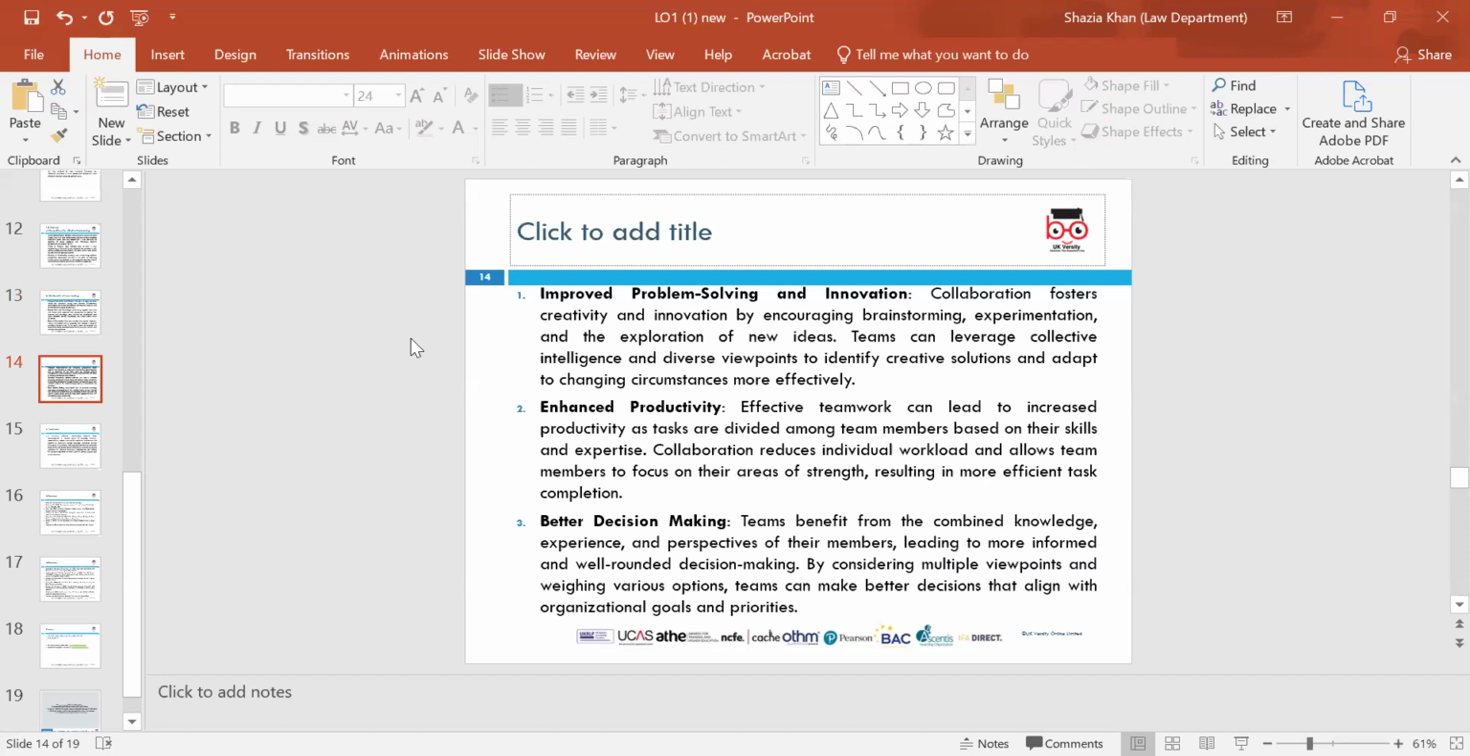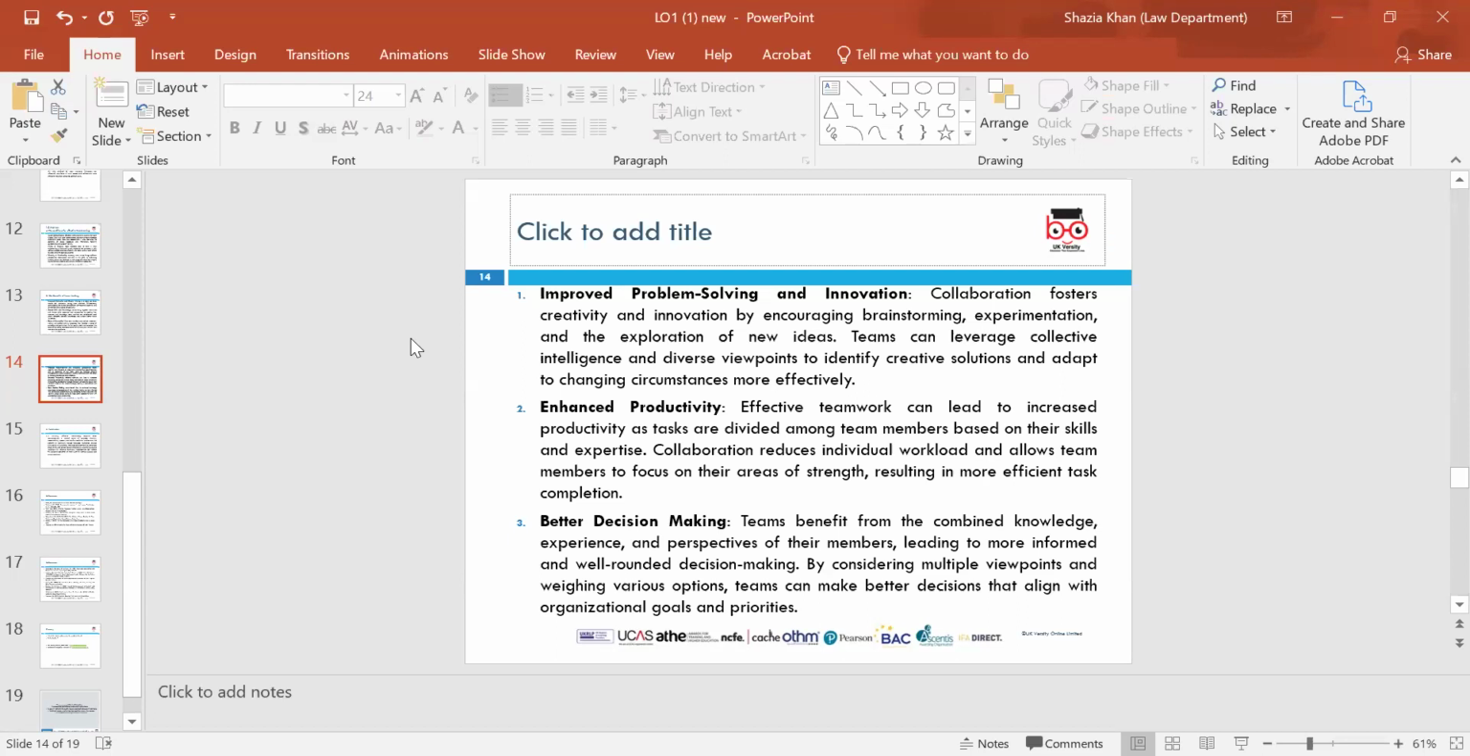Improved problem solving and innovation. So collaboration fosters creativity and innovation by encouraging brainstorming, experimentation, and the exploration of new ideas. Teams can leverage collective intelligence and diverse viewpoints to identify creative solutions and adapt to changed circumstances. Enhanced productivity. So if a team works effectively, it could lead to increased productivity because of their skills and expertise. And collaboration actually reduces individual workloads and allows members to focus on their areas of strength, resulting in more efficient task completion. So, working together as an effective team produces more.